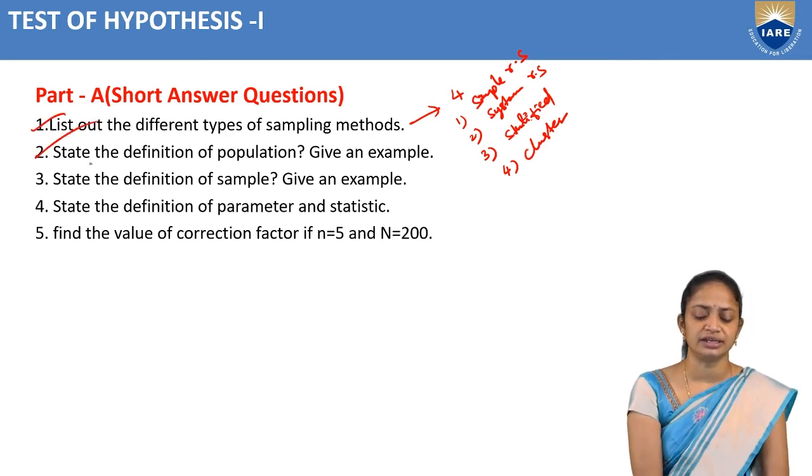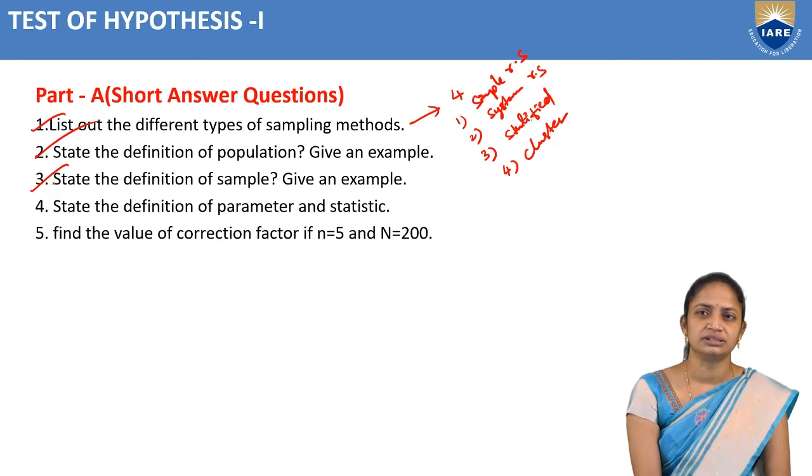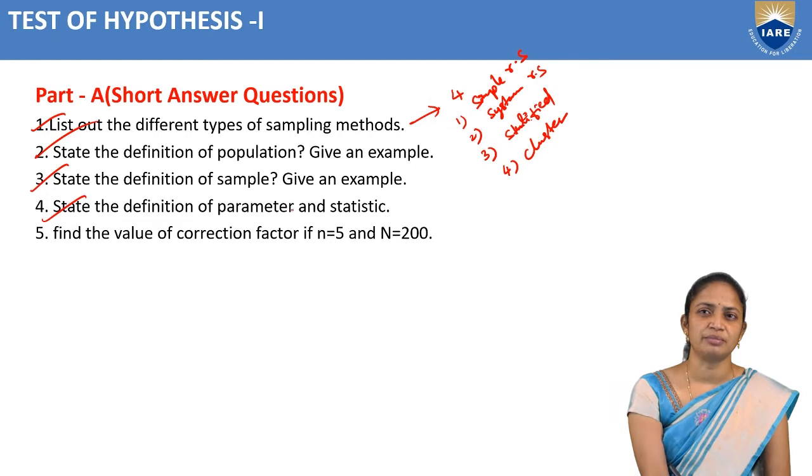And the second question is state the definition of population. Population is the set of all possible outcomes, a set of all objects. The total number of students in a college is an example for population. Coming to the sample, a subset of the population is known as sample. The number of students in a classroom is an example for sample. And the definition of parameter and statistic: parameter is nothing but population and statistic is nothing but sample.